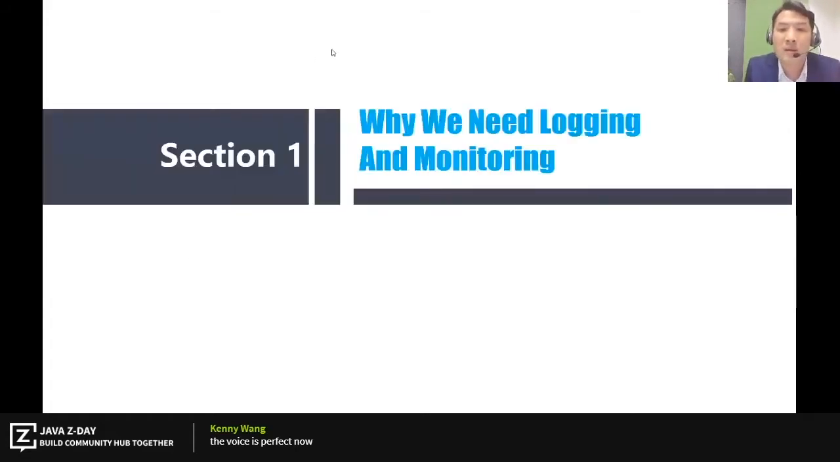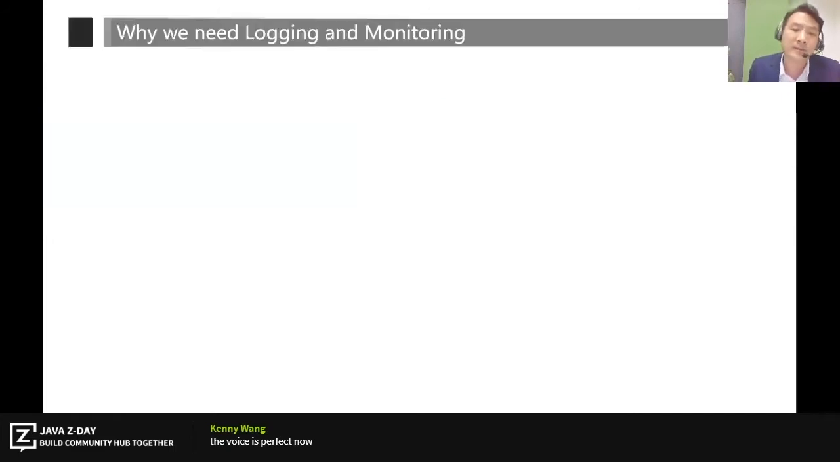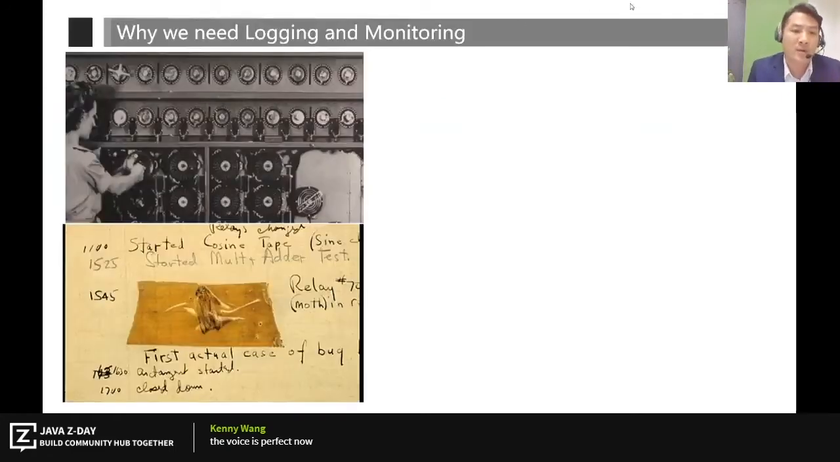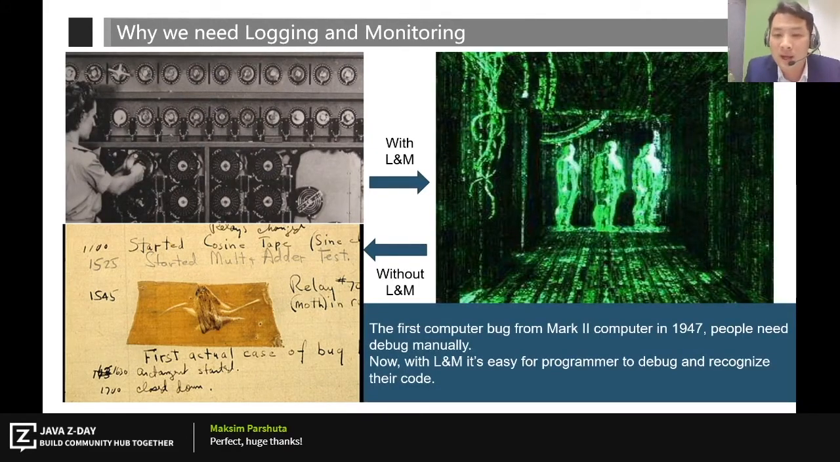Yeah, section one, why we need logging and monitoring. As you can see here on the left, this is the first generation of computer named Mark II. People needed to do a lot of work to find the issue on that. At the bottom, we can see the first real bug. It is in the museum now. And currently, with logging and monitoring technology, people can easily recognize their bugs and can debug much faster.